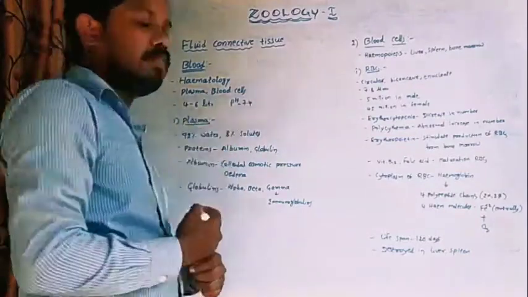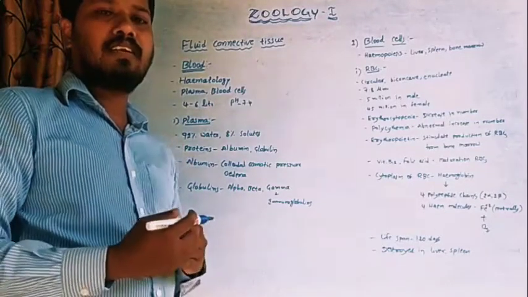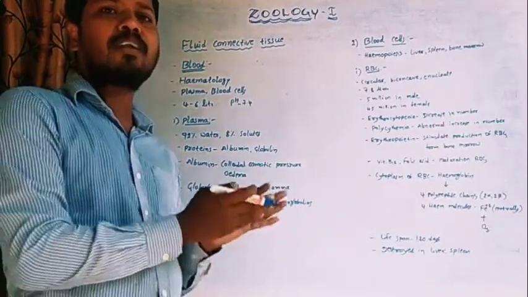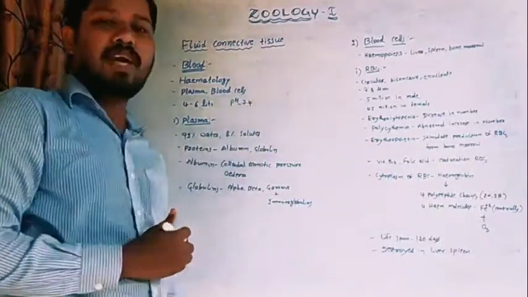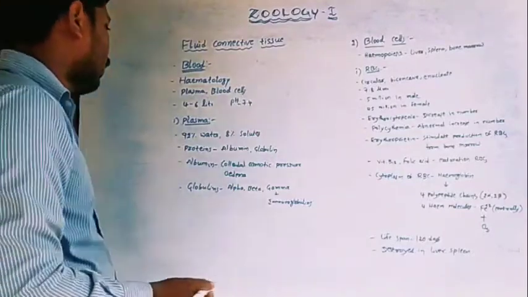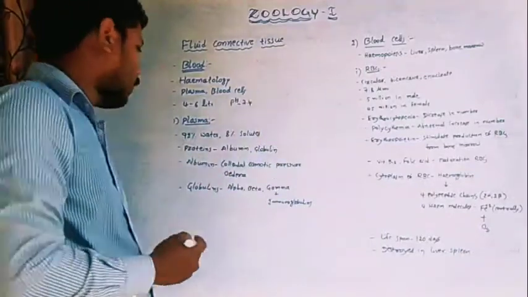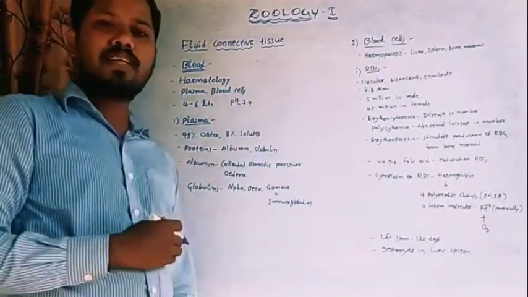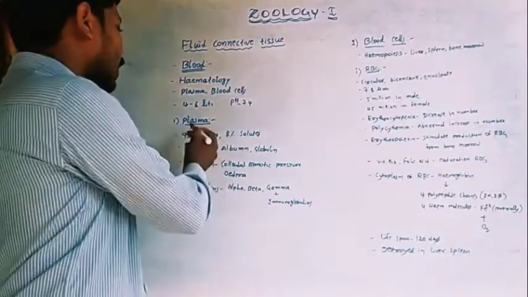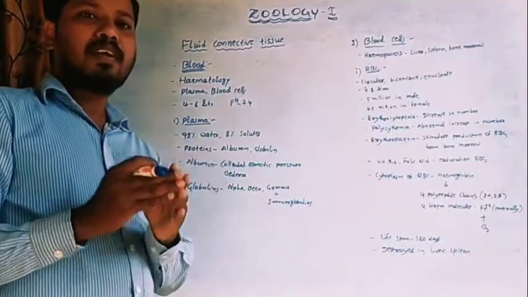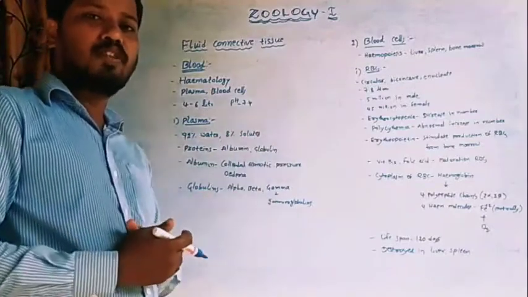About 4 to 6 liters of blood circulate in the human cardiovascular system, with a pH of about 7.4. Blood is composed of plasma and blood cells. About 92% of water and 8% of solutes are present in the plasma. That means the plasma is composed of 92% water and the remaining 8% solutes.